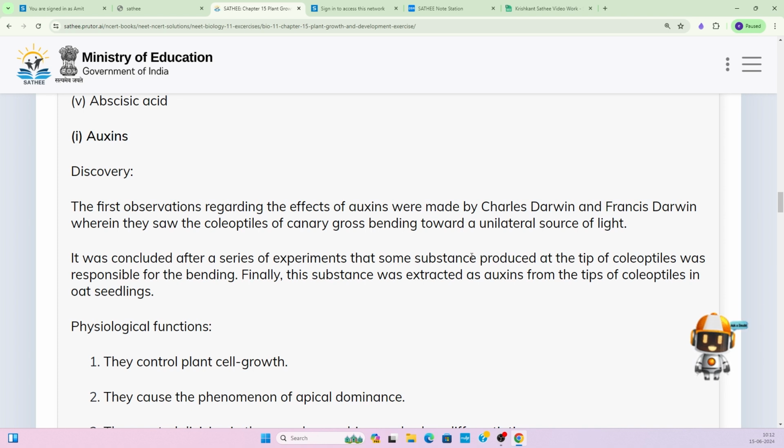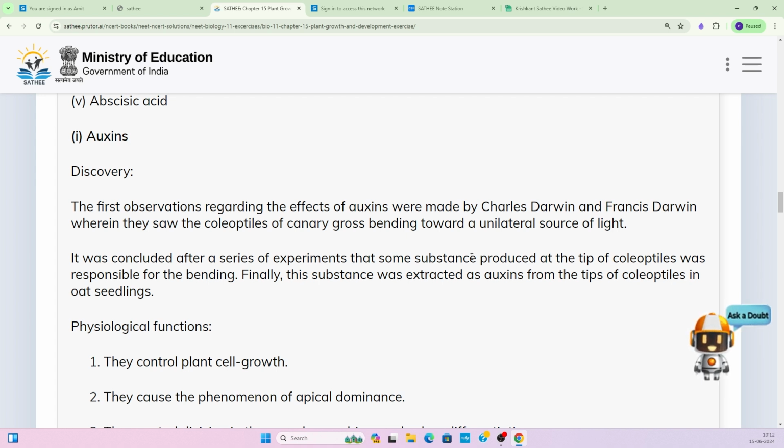The first observations regarding the effect of the auxin were made by Charles Darwin and Francis Darwin, where they saw the coleoptile of the canary grass bending toward the unilateral source of light. When they took the coleoptile of the canary grass and shone monochromatic light from one side, they saw this coleoptile bending towards the unilateral source of light.